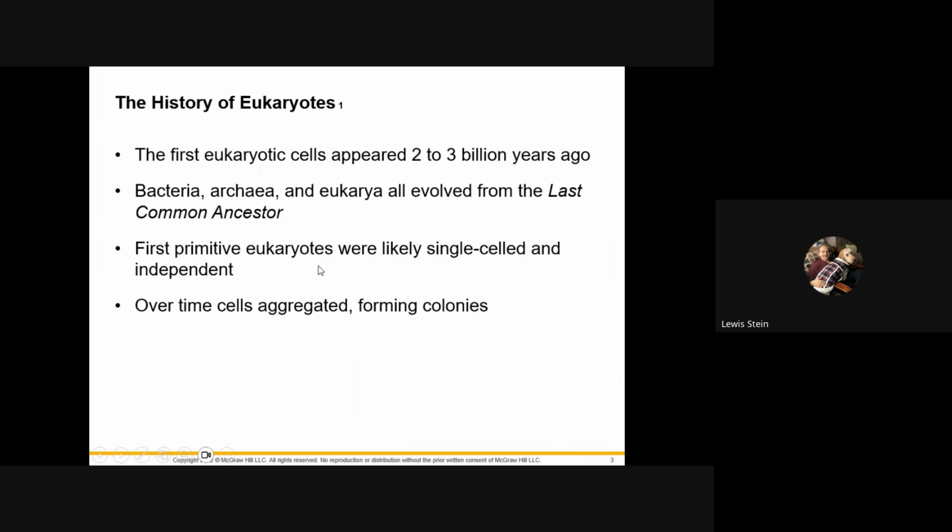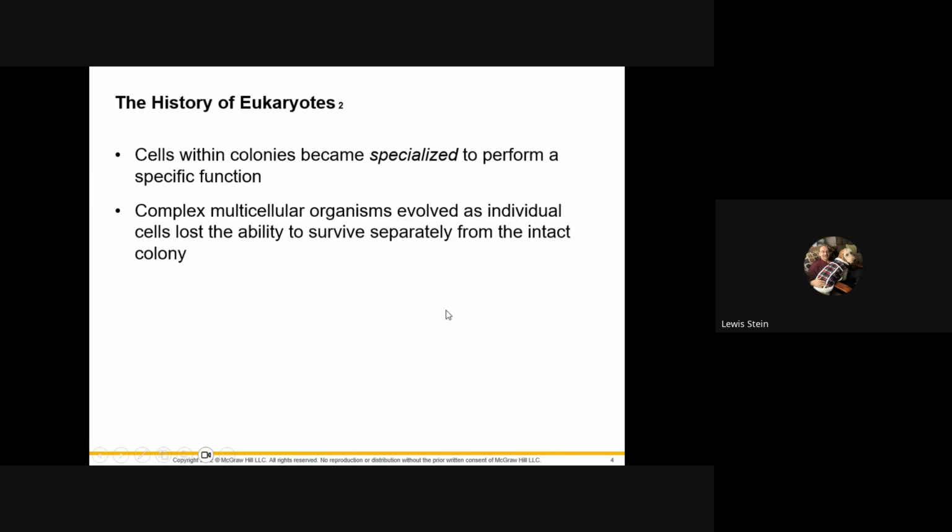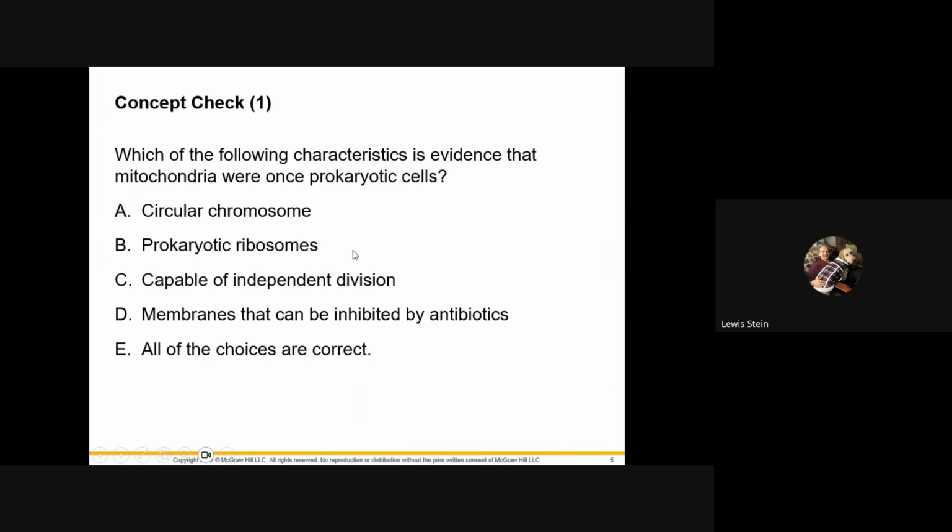So first primitive eukaryotes were likely single-celled and independent, and over time they changed. I'm not doing the history of that. Don't know enough about it. Specialization, complexity, I'll buy it. Okay, is evidence that mitochondria, they have a circular chromosome. Okay, they have the 70S ribosome.